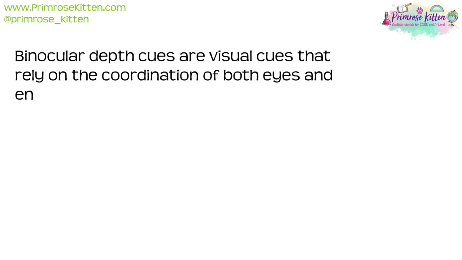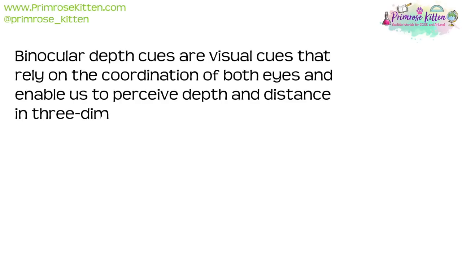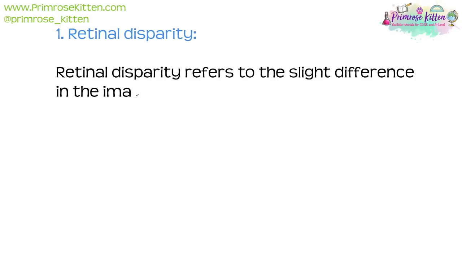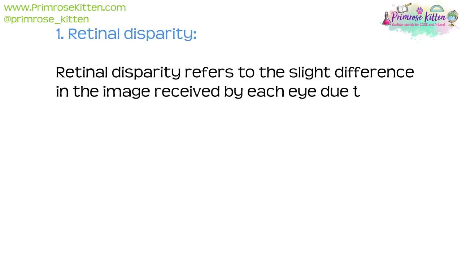Binocular depth cues are visual cues that rely on the coordination of both eyes and enable us to perceive depth and distance in three-dimensional space. There are two main binocular depth cues. The first one is retinal disparity.